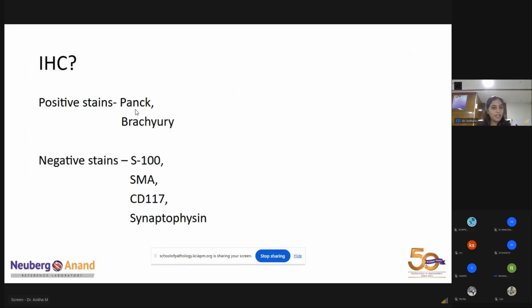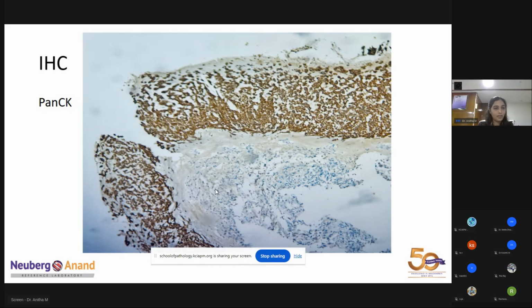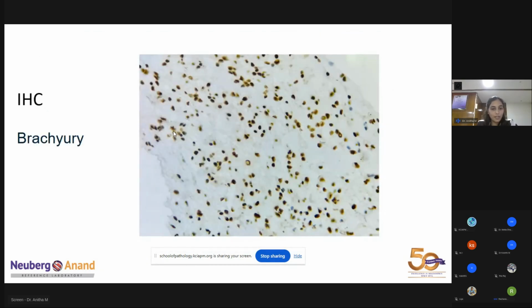So the positive stains are pan-CK and brachyury. The markers S100, SMA, CD117, and synaptophysin were all negative. That rules out the possibility of low-grade chondrosarcoma and EMC. This is the pan-CK positivity, where all cells are diffuse membranous positive. And this is the brachyury, where all the cells have a strong nuclear positivity.